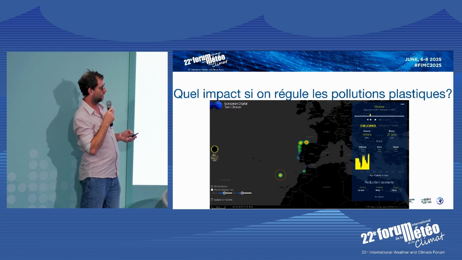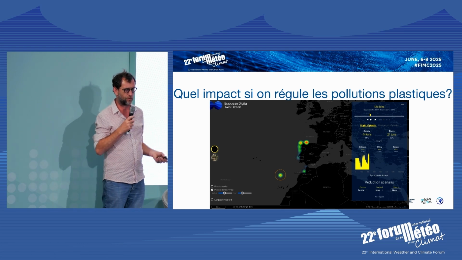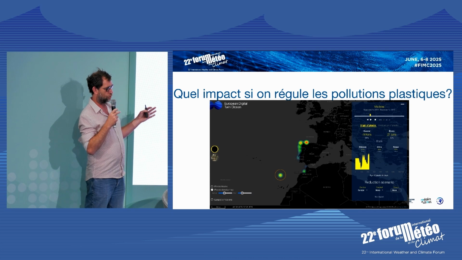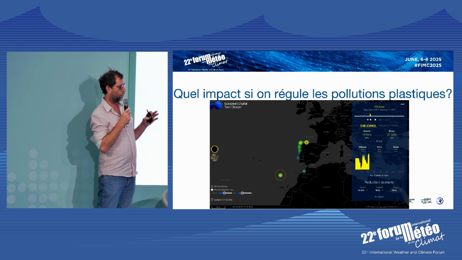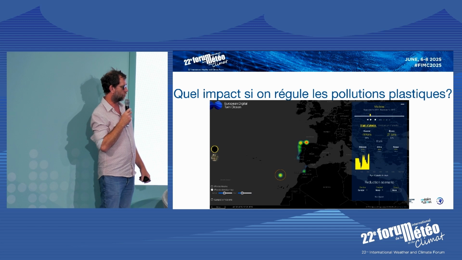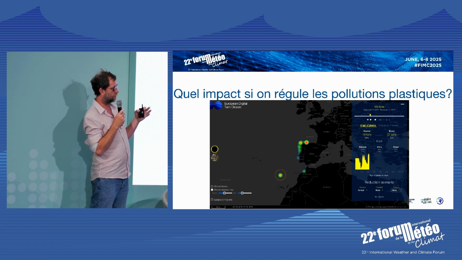And the last example I wanted to present is the impact if we regulate plastic pollution. Thanks to global models, we can represent the connectivity between all the areas in the ocean, and clearly highlight the connectivity between the various areas. And by adding a plastic model with information on the sources of plastic pollution, whether they come from the rivers or from the coastline, we can test different scenarios.